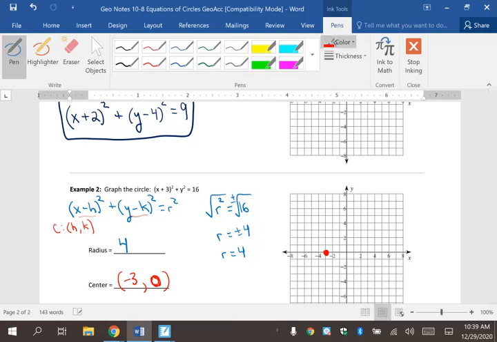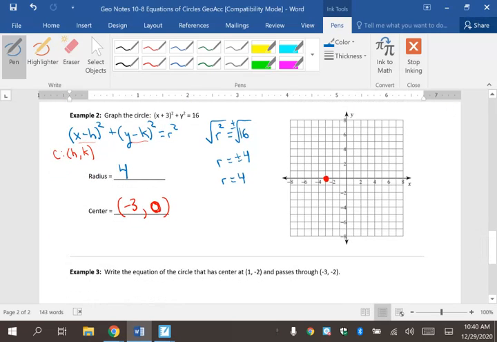I like to plot the circle center in red pen. Again, that reminds me that that is not a part of the circle. It just describes where the circle is. And once you have that center point, we're going to go left, right, up, and down from that center point by the radius amount. So from that center point, go over to the right 1, 2, 3, 4, make a point. Then go back to the center point, left 1, 2, 3, 4, make a point. Then go back to the center point, up 1, 2, 3, 4, make a point. Go back to the center point, down 1, 2, 3, 4. When you have made all of those points, connect them as best as you can in a circular fashion.